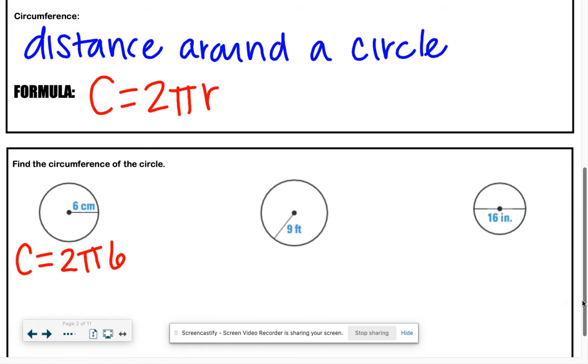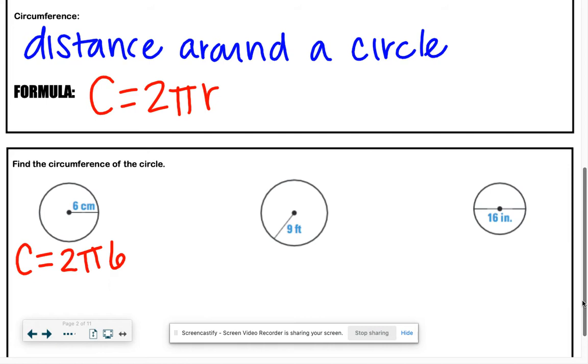2 times pi times 6. Equals. There you go. We can round to the nearest whole number. It's 37.69, round that up to 37.7, and then round that up to the nearest whole number. So it's 38.